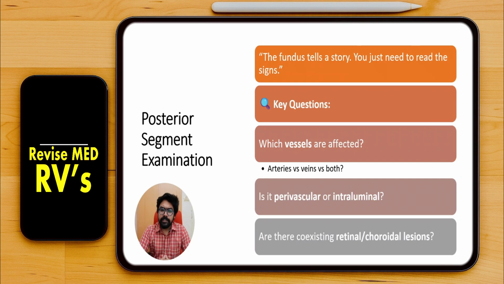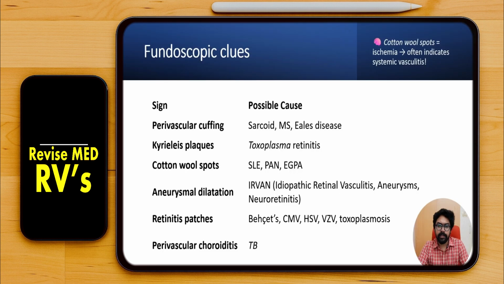So coming to the posterior segment examination, which is a core segment examination in case of retinal vasculitis, the fundus usually tells us a story, so we should be trained to read the necessary signs. The key questions we want to answer by examining the posterior segment are: which vessels are affected, whether it's an artery involved, a vein involved, or both artery as well as vein are involved. Then, is it a perivascular or intraluminal involvement, or are there any coexisting retinal or choroidal lesions along with this? So you should answer all these after the posterior segment examination.